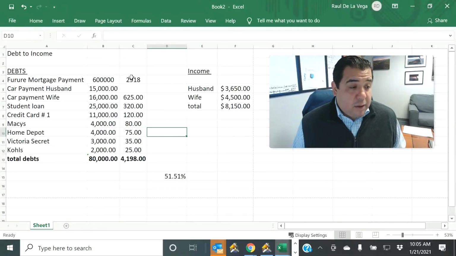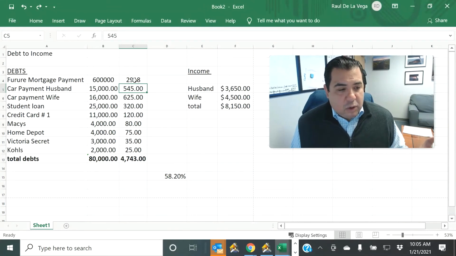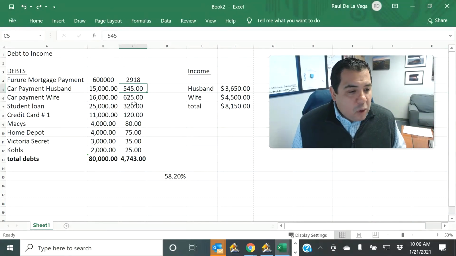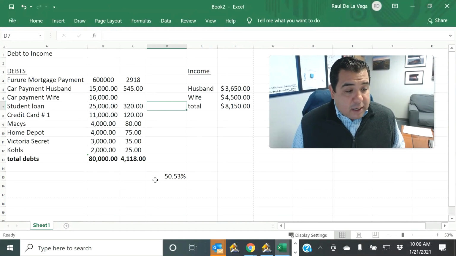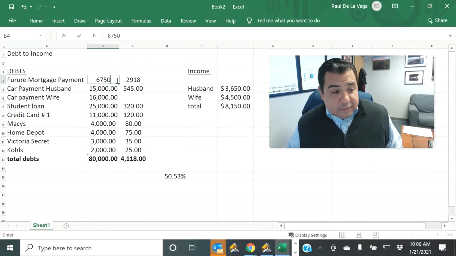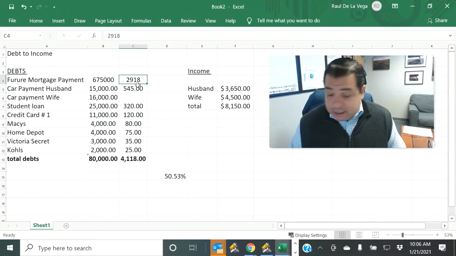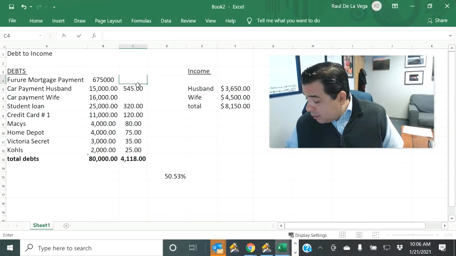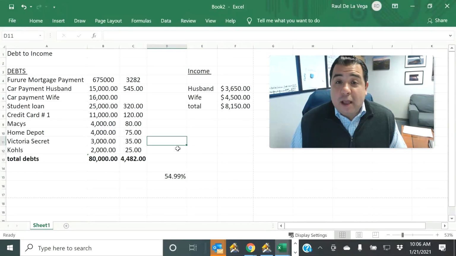Now you're at 51. So as you can see, you can play with a spreadsheet like this and see how I can kind of make you qualify with the payment that you want. Or in this case, let's say you have 16,000, you pay this off. Now you're at 50, but now your purchasing power may go to 675,000, right? And for 675, the payment is 3,282. Bam. You're still under 55%. You're in it to win it.